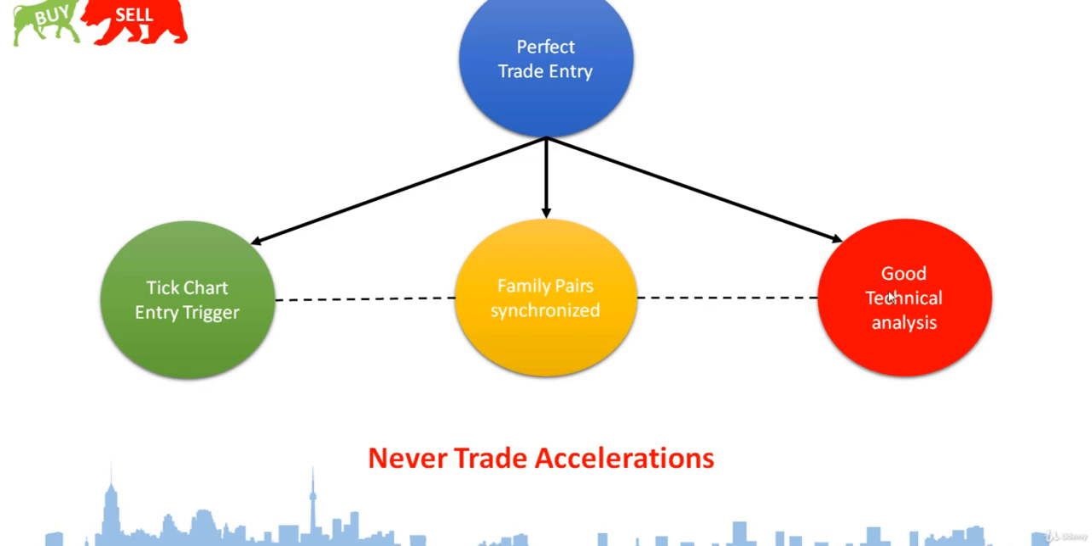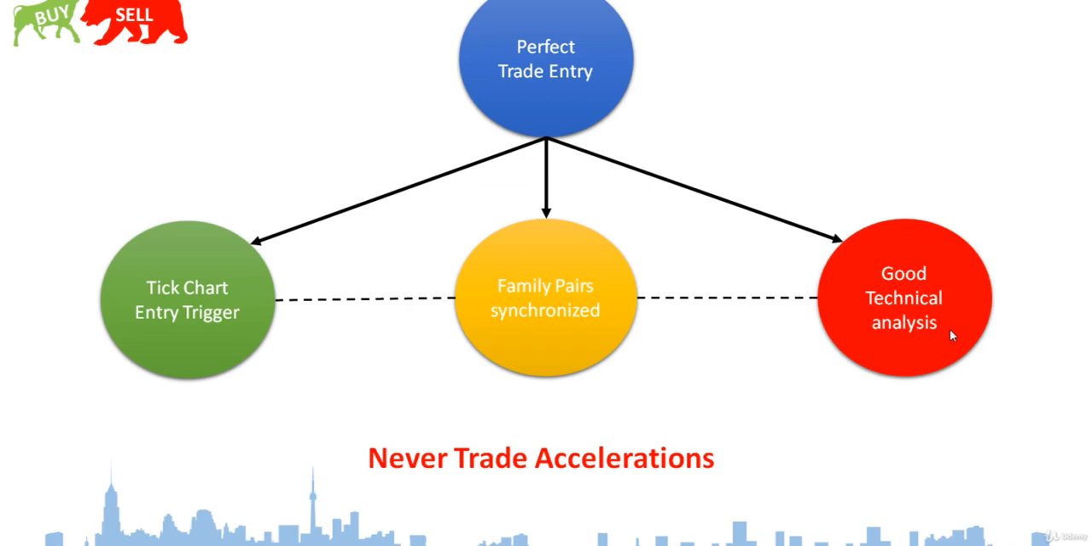So the first one is good technical analysis by steps. As we saw it in the strategy plan, you have to go step by step. Then family pairs synchronized, as we saw it in the table, the Excel sheet that I put in the previous chapter. And the third one is tick chart entry trigger. Okay, so your entry trigger must be in a tick chart for better results.